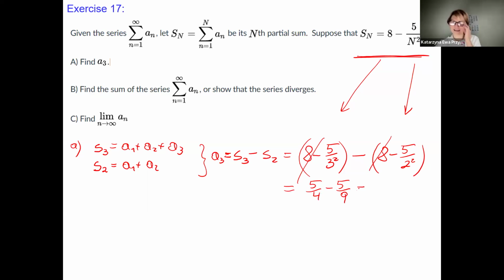Yes? Okay, 45 minus 20, over 36. What do you have? Yes, correct. Even if we leave that answer on the test, that's not bad. Everybody is correct. Even me, good. Okay, perfect. That's the value for a sub 3. Now, what about part B? What do we have to do to find the sum?